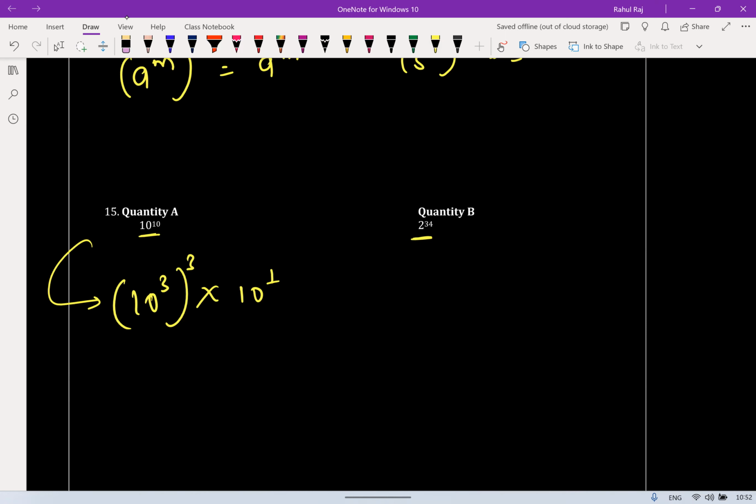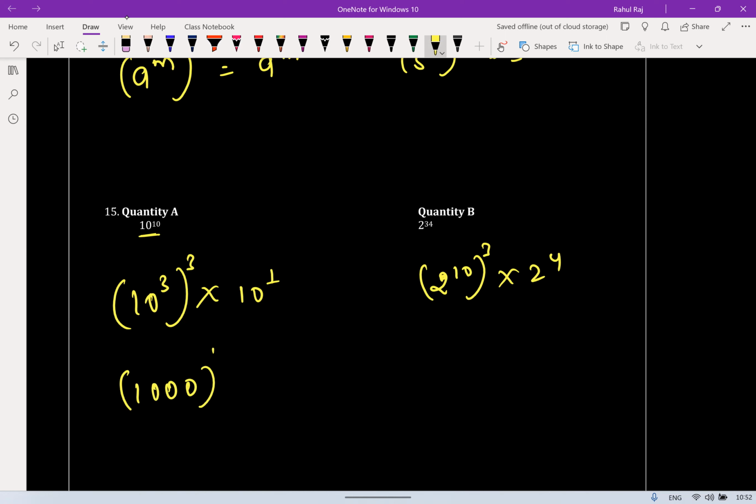Now, let's come down to 2 to the power 34. Can I write it the same way: 2 to the power 10 to the power 3 into 2 to the power 4? Yes, the bracket gives 30 and that is 34, right? Why did I do this, Alexa? Just to bring the base values as close as possible. 10 to the power 3 is what? 1000, to the power 3, into 10.